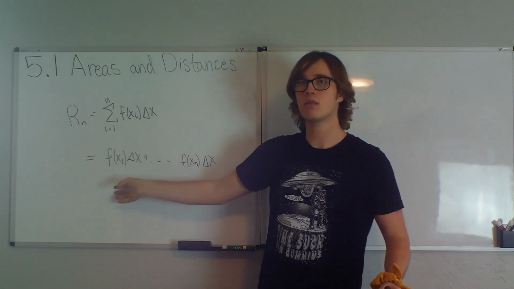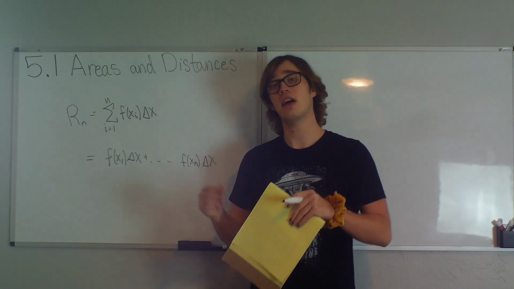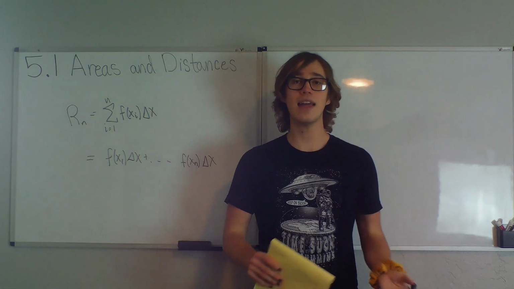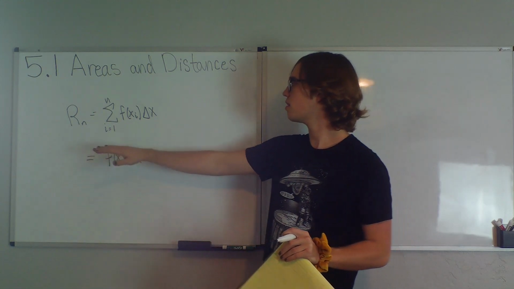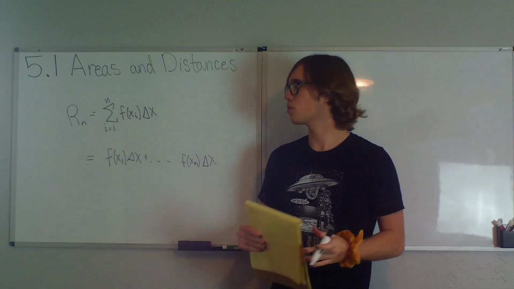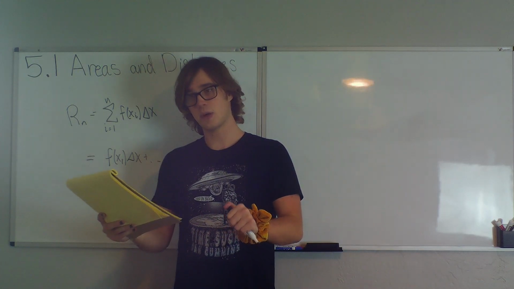And what does that mean? Well, it's just our definition of R of n, where it's f of x1 times delta x plus f of x2 times delta x plus dot dot dot plus f of xn times delta x. So you're going to see this sigma notation quite a bit throughout this course, so just be pretty familiar with it. And now let's work on some distance problems.